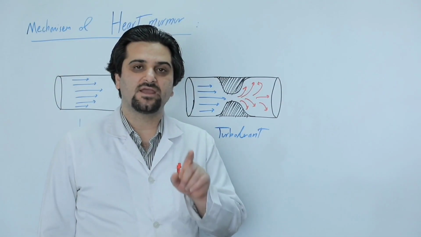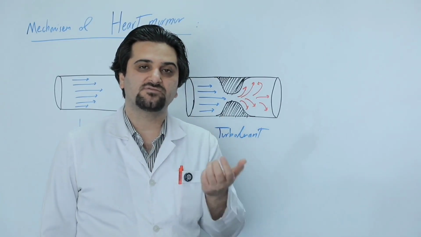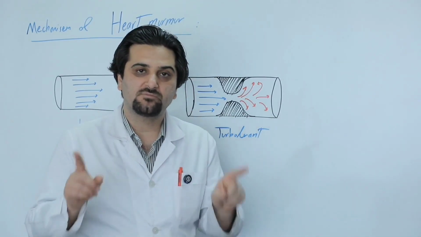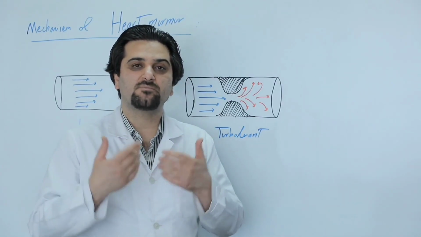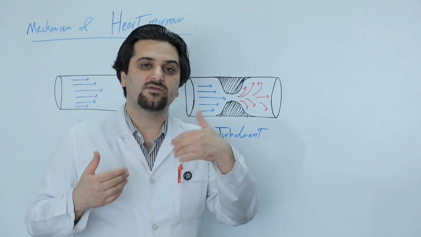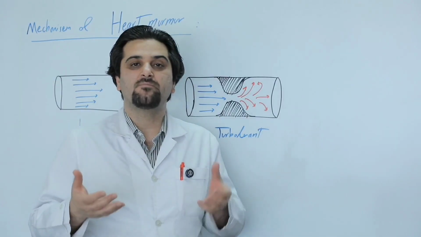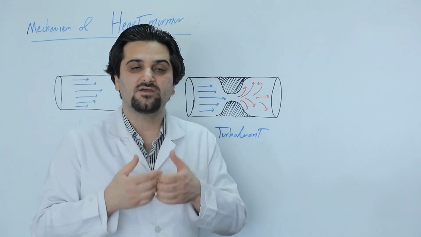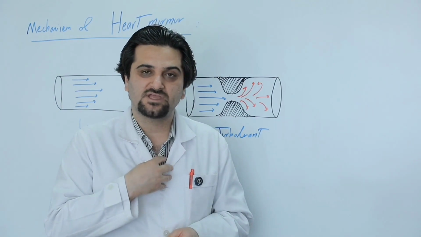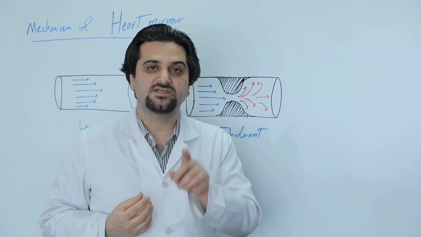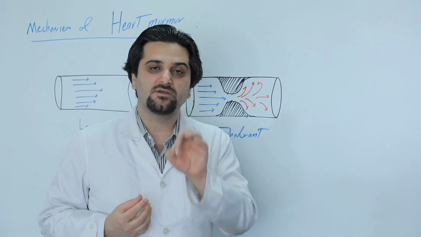So therefore, any factor that causes a pressure difference and gradient between the proximal and distal parts of the vessel or between two heart chambers will cause the laminar blood flow to turn into turbulent flow. And this turbulent or rushing blood flow creates sound. And when we place the stethoscope on the heart, we hear this turbulent and rushing sound as a murmur.